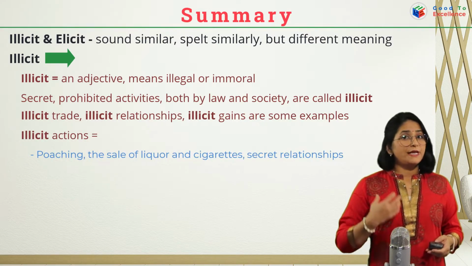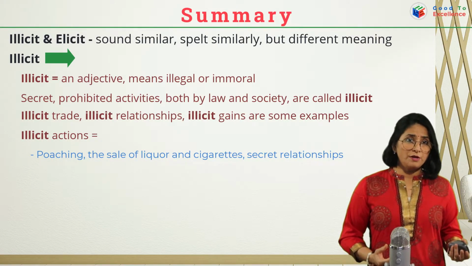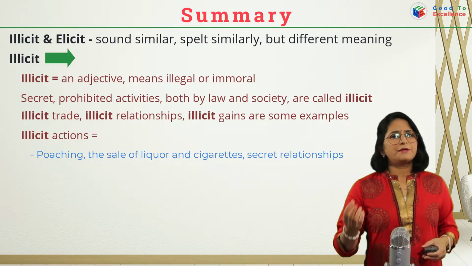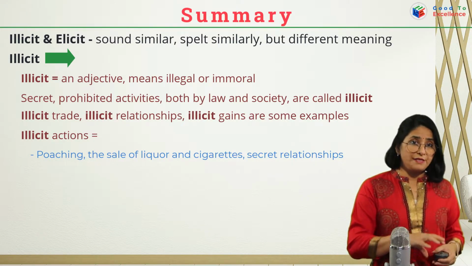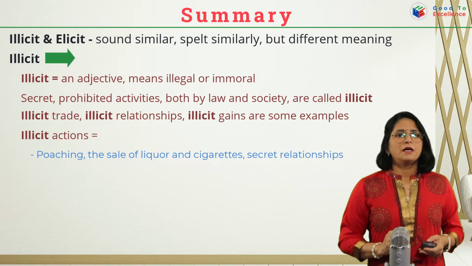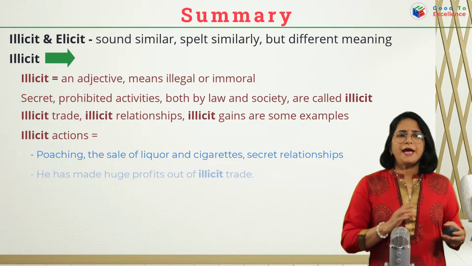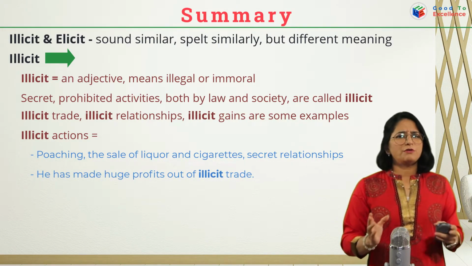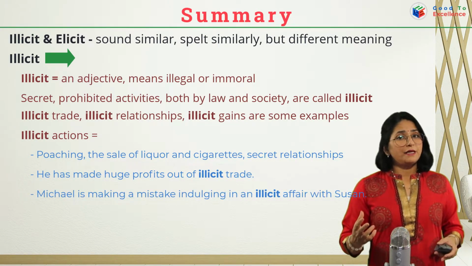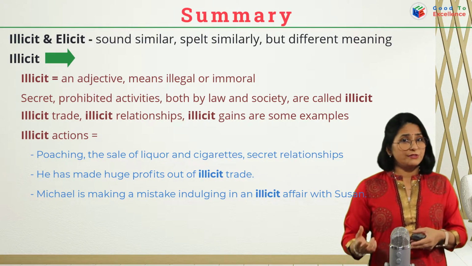Poaching, the sale of liquor and cigarettes not permitted by law, and relationships conducted secretly because society will not permit them are all illicit in nature. A couple of example sentences. He has made huge profit out of illicit trade. Michael is making a mistake indulging in an illicit affair with Susan.